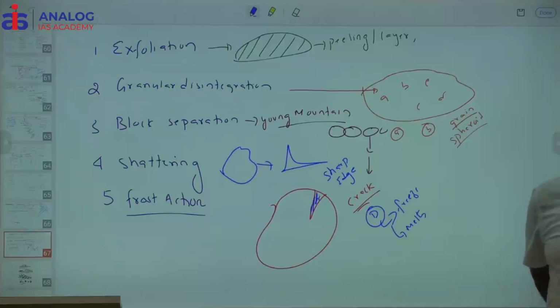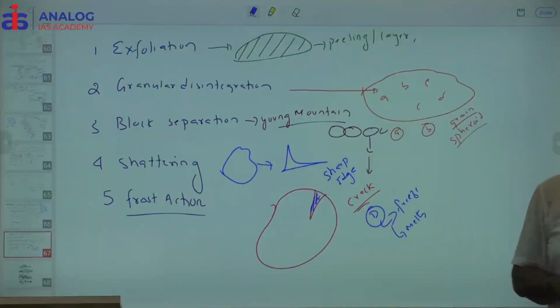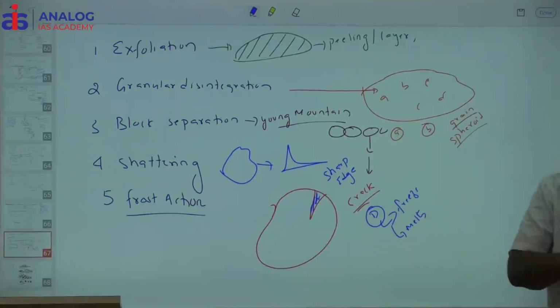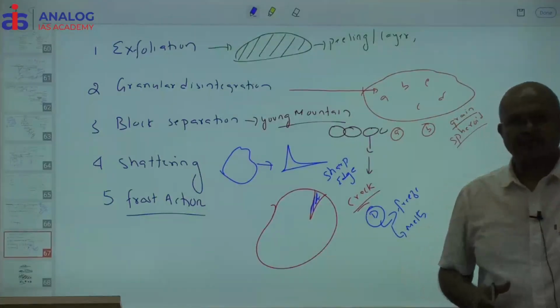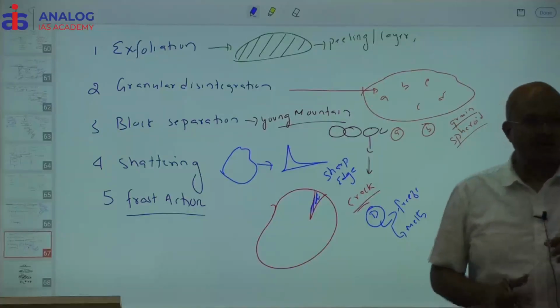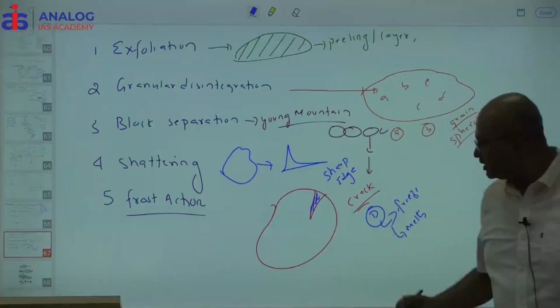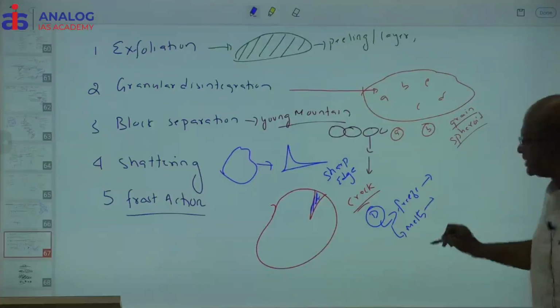Now, any water, when it freezes, its volume increases. That's why in the winter season many pipes burst, because when the water is converted into ice, its volume increases. That's why icebergs float on the water. So the moment the water freezes, its volume increases, and again, when it melts, its volume decreases.